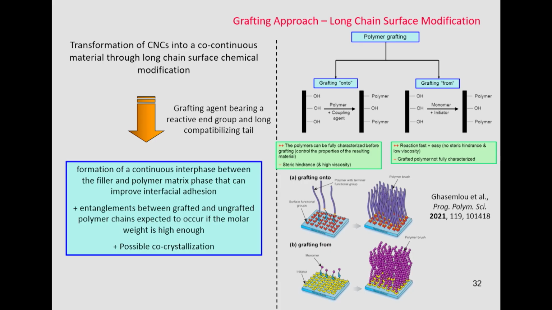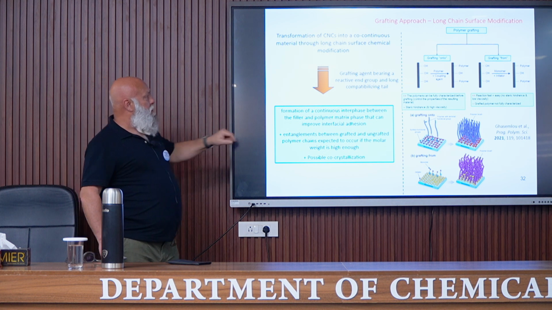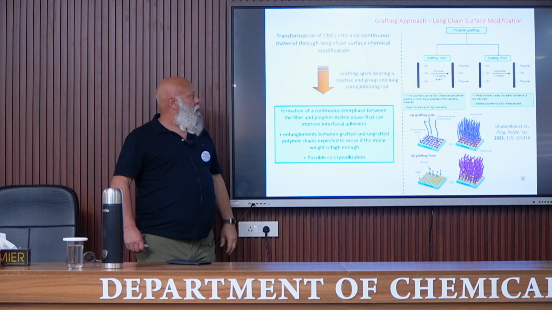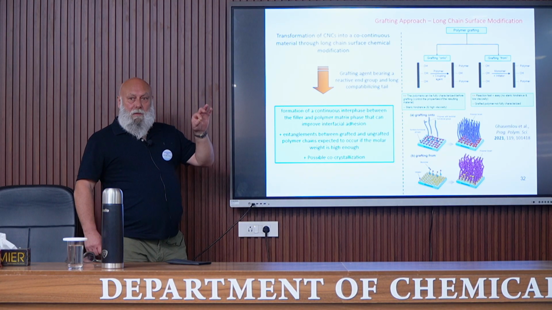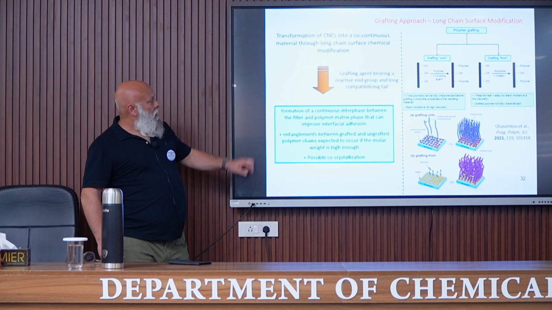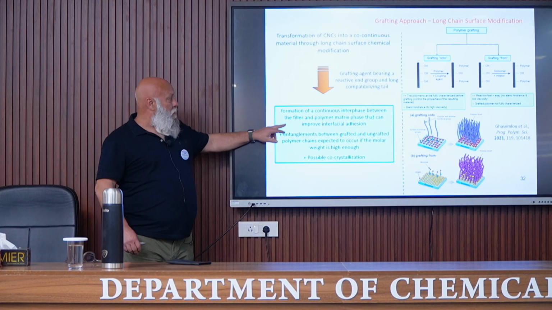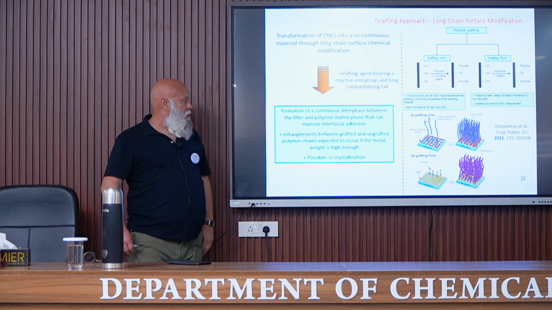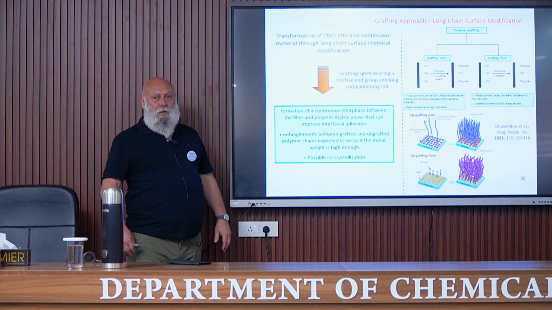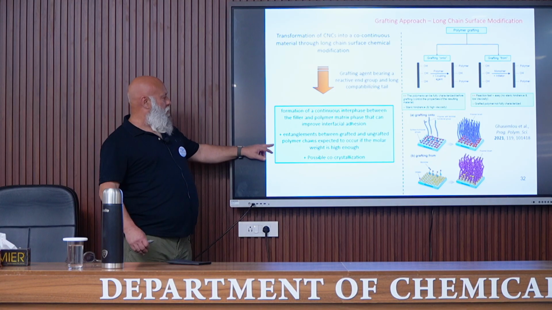So, another approach that we briefly discussed yesterday is the grafting of long chain macromolecules. It consists in transforming the nanoparticles into a co-continuous material through long chain surface chemical modification. It's necessary to use a grafting agent that bears a reactive end group, which will react with the OH groups from the surface, and a long compatibilizing tail. The objective is to form a continuous interface between the filler and the polymer matrix that can improve the interfacial adhesion, but not destroy too much the interaction between the nanocrystals.